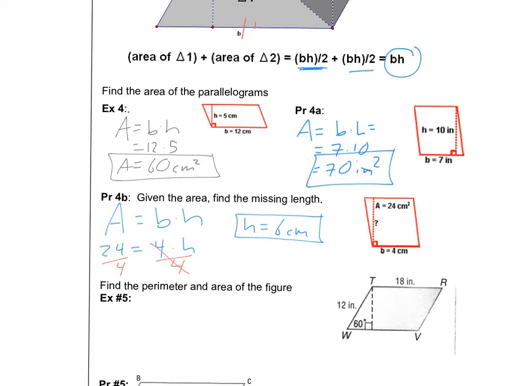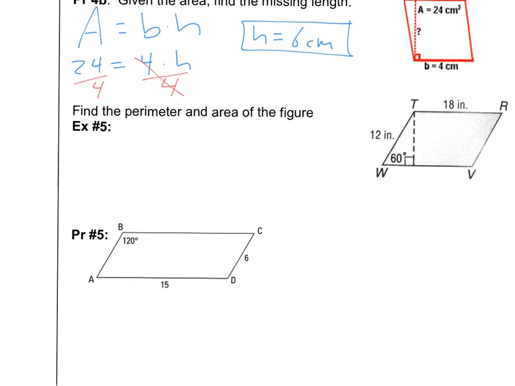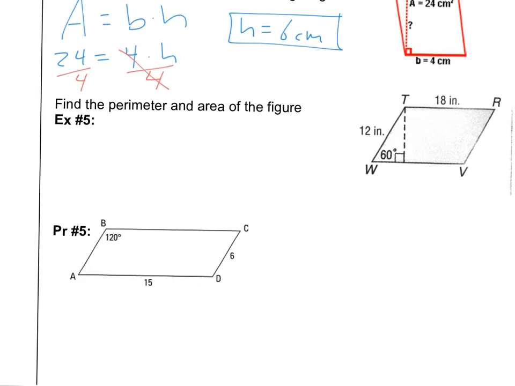All right, let's talk about example number 5. This one's fun. This one says find the perimeter and the area of the figure. So let's talk about perimeter first. I think that's going to be the easiest one.